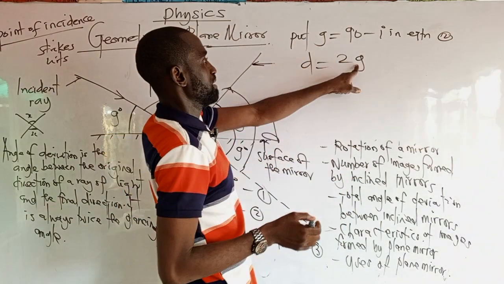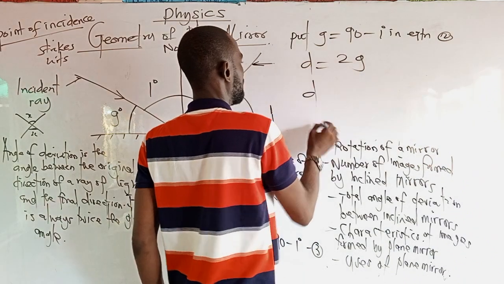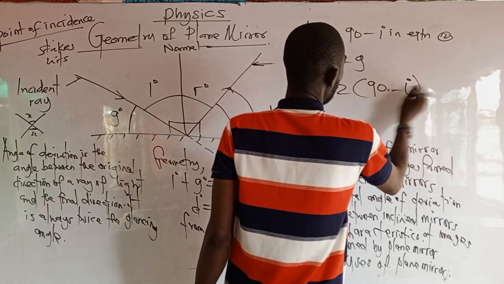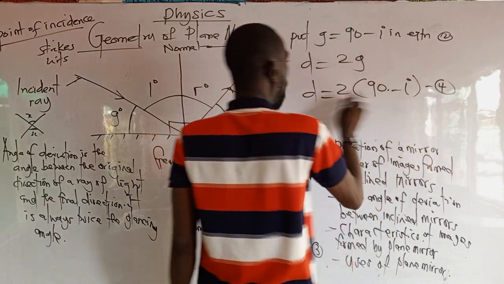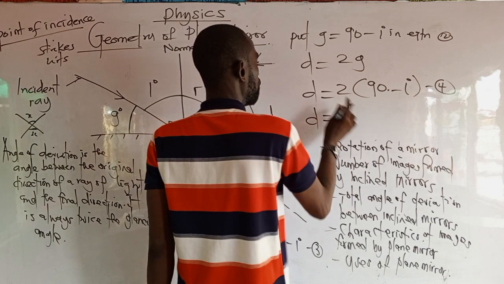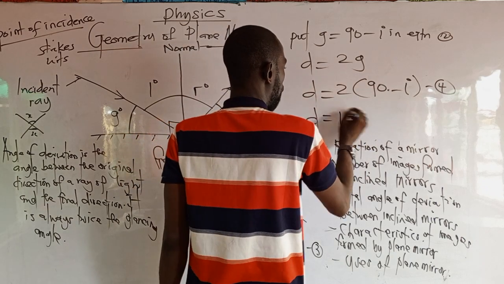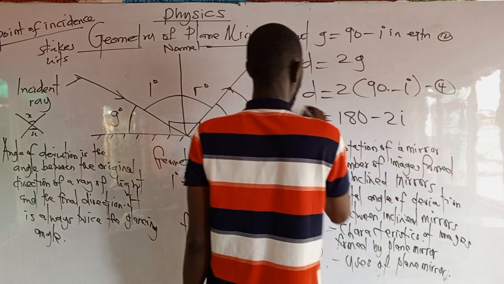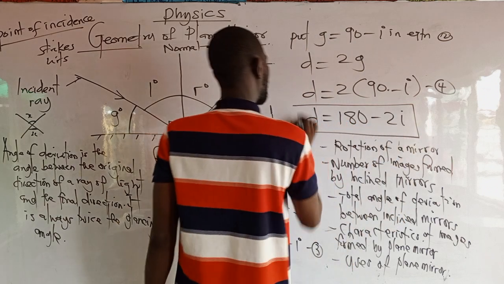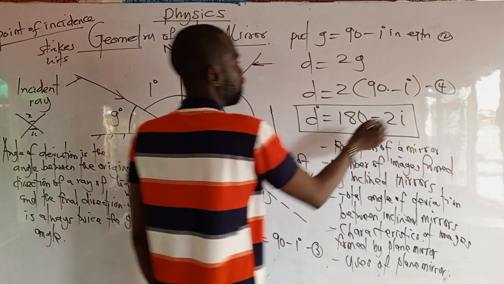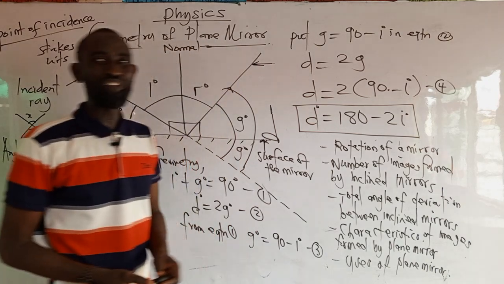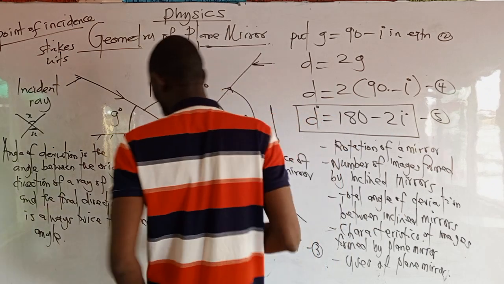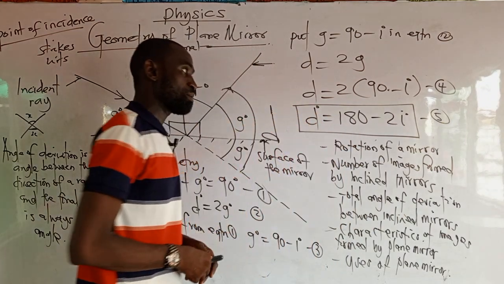So this says for every D, I must have 2G. So here, 90 minus I. So it means our D will be equal to 2 brackets 90 minus I. Equation 4. So from here, open this bracket, our D will be equal to 2 times 90, 180, minus 2I. So this is the formula that connects angle of deviation with angle of incidence. We call this equation 5. This formula is very important.